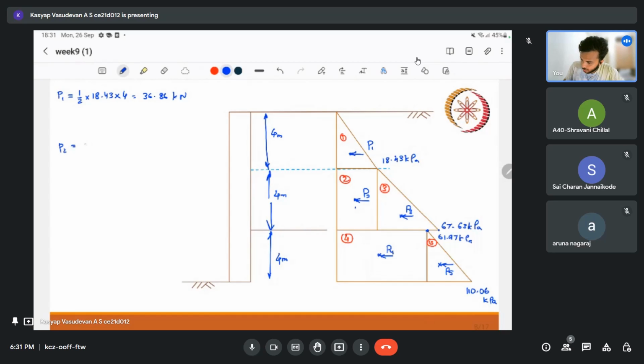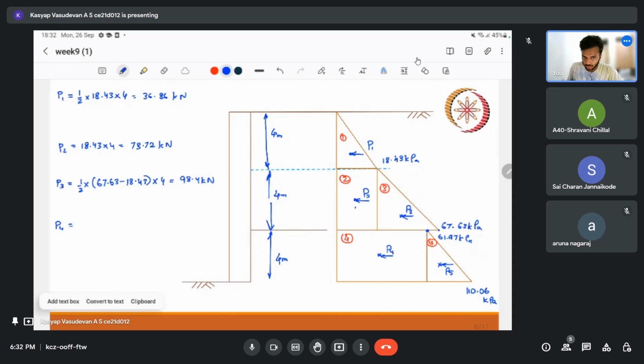And P2 is equal to this rectangle. This rectangle's width is 18.43, but height is 4, so we can directly find it as into 4. This is 73.72 kilometer, and P3 is equal to this triangle. In this triangle we have height as 4 meter, but the base will be 67.63 minus 18.43. So half into base into height will be 98.4 kilometer.